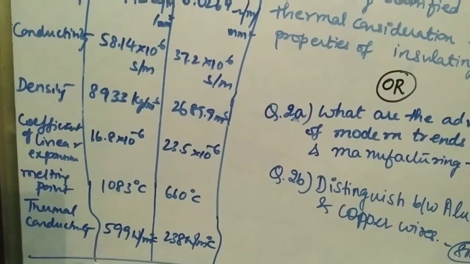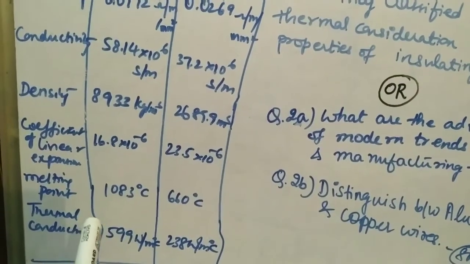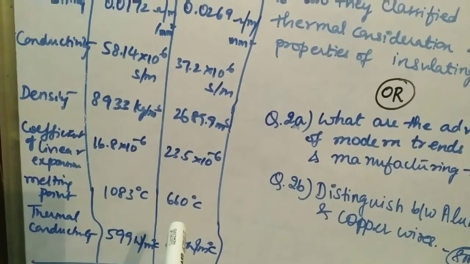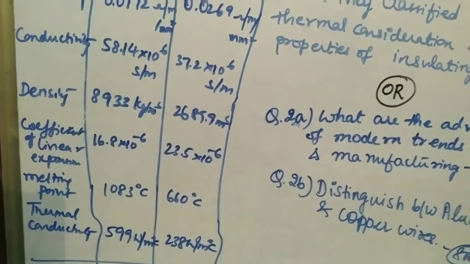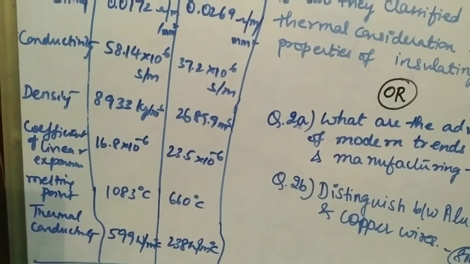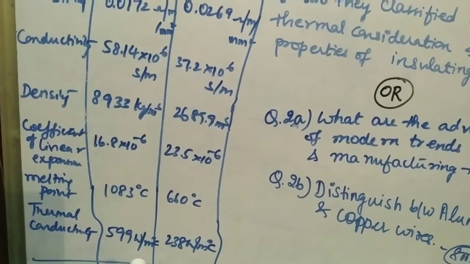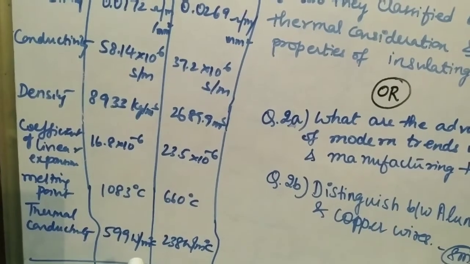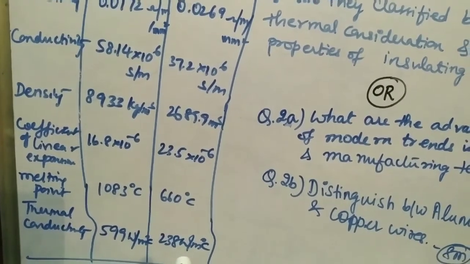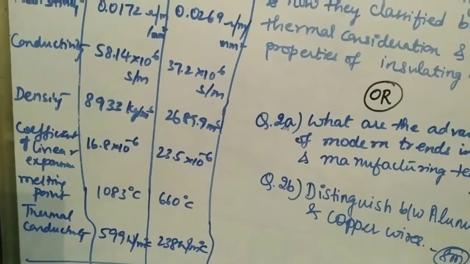Similarly, the melting point is 1083 degrees Celsius for copper and 660 degrees Celsius for aluminium, and the thermal conductivity is 599 watt per meter degree Celsius for copper, and for aluminium it is 238 watt per meter degree Celsius.